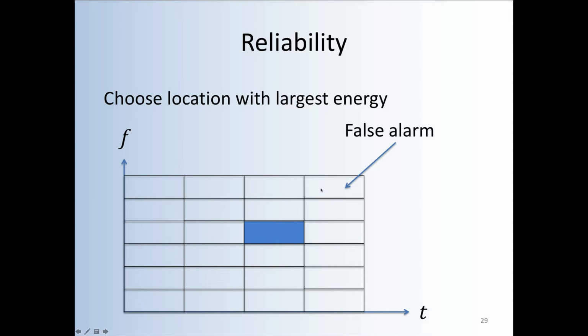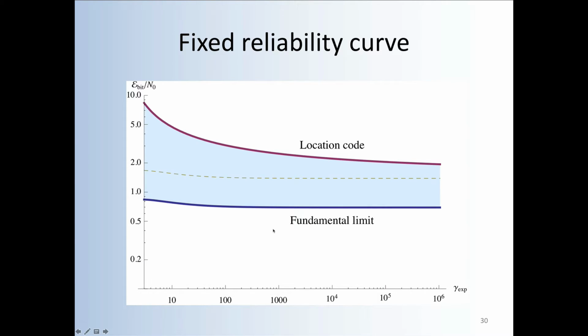And as the bandwidth of the signal increases, the number of possibilities for these false alarm events grows, and to compensate for that, we have to increase the energy of the signal. So the energy doesn't stay constant as we increase the bandwidth. The energy does have to increase. However, the energy increases more slowly than the bandwidth. And it turns out that the increase in energy is in fact not very large, on the order of a factor of 2 or something like that, as we increase the bandwidth.